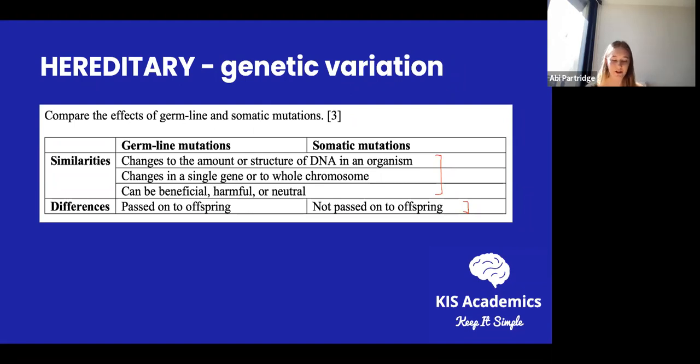And then the main difference pretty much is that the germline mutations, since they're occurring in the gametes, they're passed on to the offspring, whereas the somatic mutations are not passed on to the offspring. So they just occur sort of like, I don't know, in your arm or something like that. And so no offspring are affected by that. Hopefully that sort of makes sense to everyone.